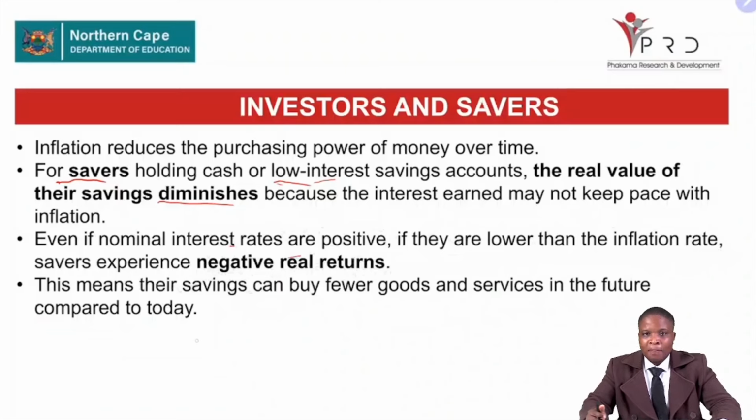It means that by the time, now I think the example of Stockpile can come in here because there's no interest when you are playing Stockpile. The money that you are going to receive in the later stage will have less purchasing power against the person that received the money first. This means their savings can buy fewer goods and services in the future as compared to today. So savers, when they save their money, it will buy fewer goods in the future as compared to today.